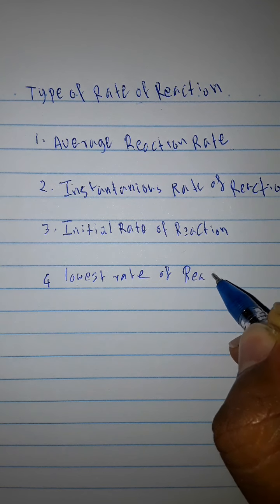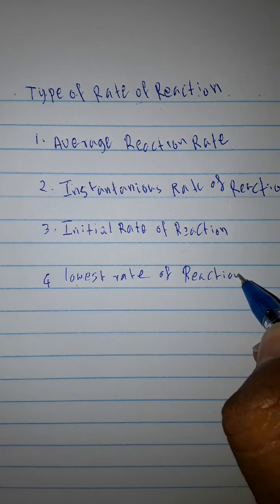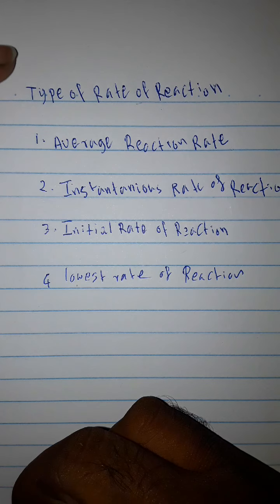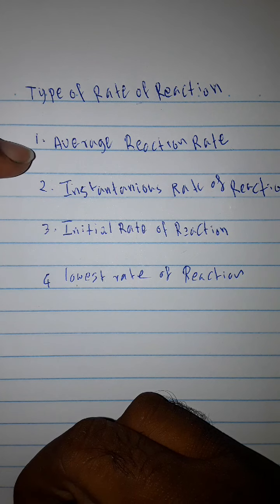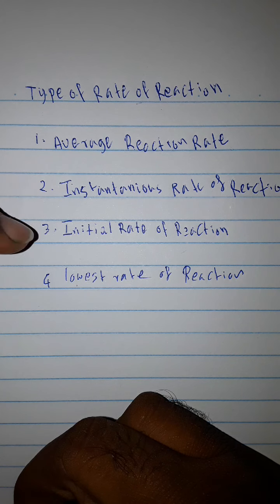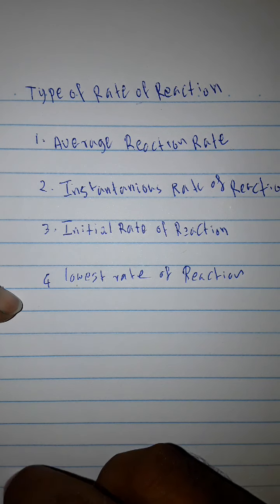Right. So now in this types of rate of reaction lesson, we are discussing different types. The first one is average reaction rate, instantaneous reaction rate, initial reaction rate, and lowest reaction rate. So there are four types of rates of reaction that we discussed.